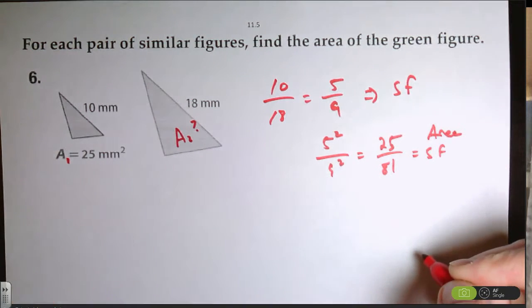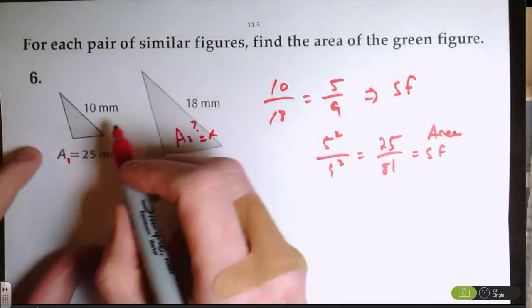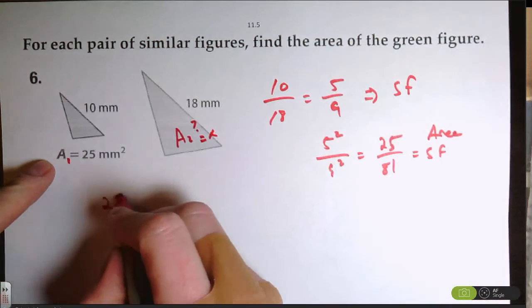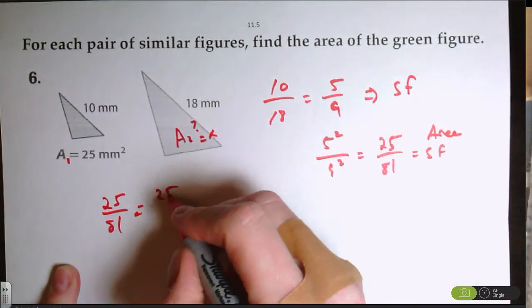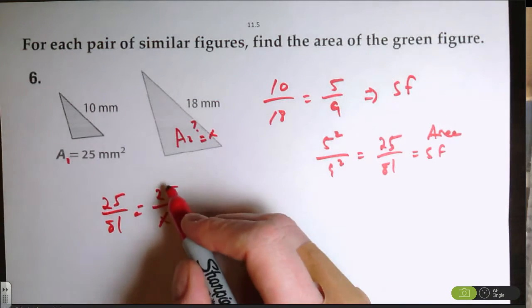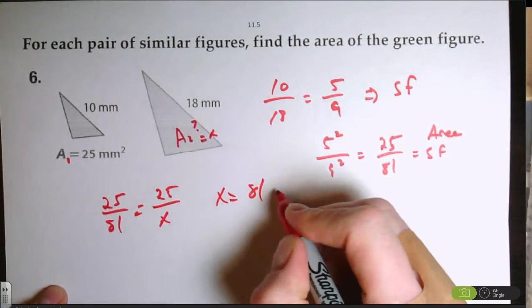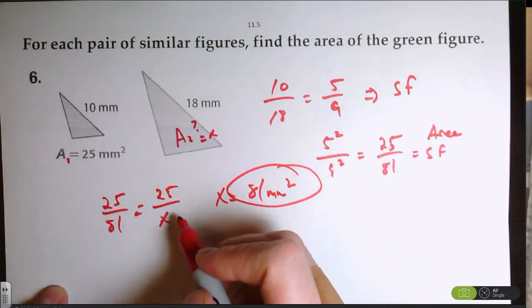Now once we have that, this becomes really easy because we'll call this guy x. The 10 is really corresponding to the 5, which is the 25. 81's the other one. This actually becomes literally no work because it's 25 over x. Normally I have to cross multiply and solve, but obviously x is 81 millimeters squared because 25 over 81 equals 25 over 81.